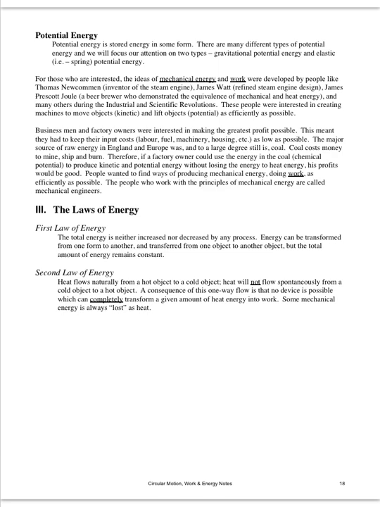Heat flows naturally from a hot object to a cold object. Heat will not flow spontaneously from a cold object to a hot object. A consequence of this one-way flow is that no device is possible which can completely transform a given amount of heat energy into work. Some mechanical energy is always lost as heat. So if we are using heat energy to do anything, that process will not be able to absorb all of that heat because the mechanics involved actually absorb some of the heat. Plus, it's impossible to transfer all heat. At some point, things will reach a heat equilibrium and no more can be transferred.